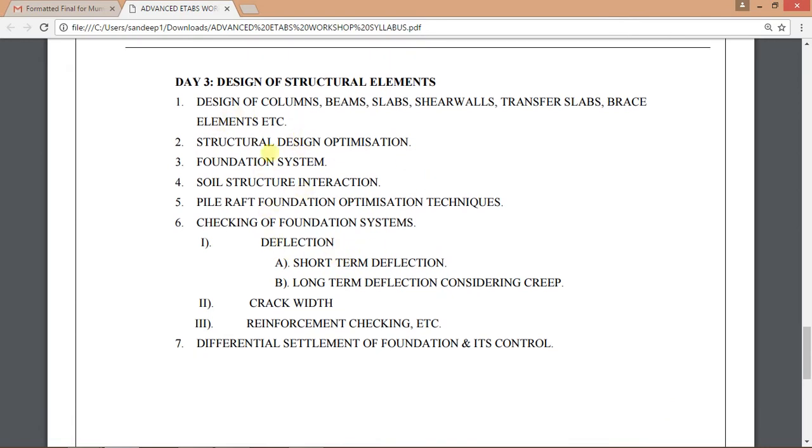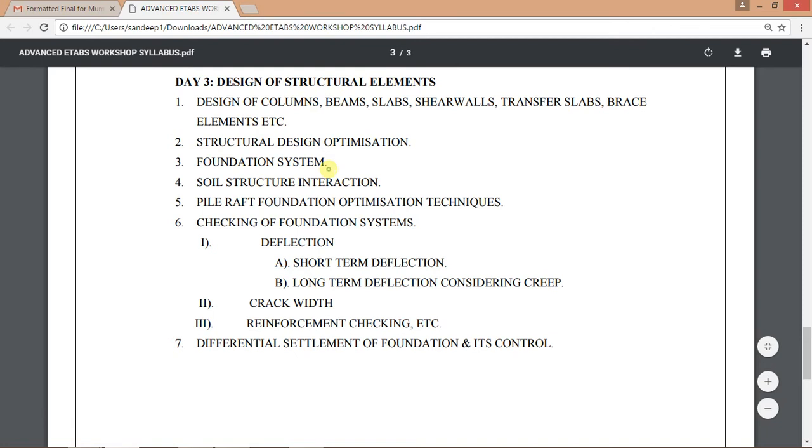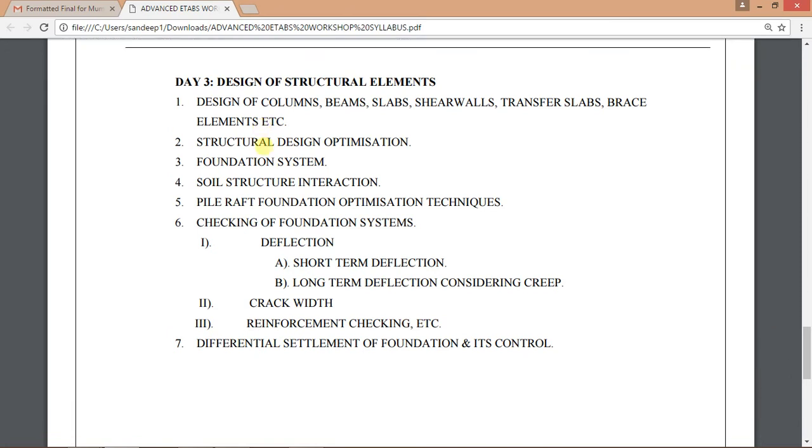Generally the third day is majorly for the design aspect. Design is how to design the columns, beams, slabs, shear walls, transfer slab, brace elements, etc. So the third day would be majorly for design. Then the structural design optimization. I mean, anybody can design the building, but optimization is very important. Economical parameters are also extremely important.